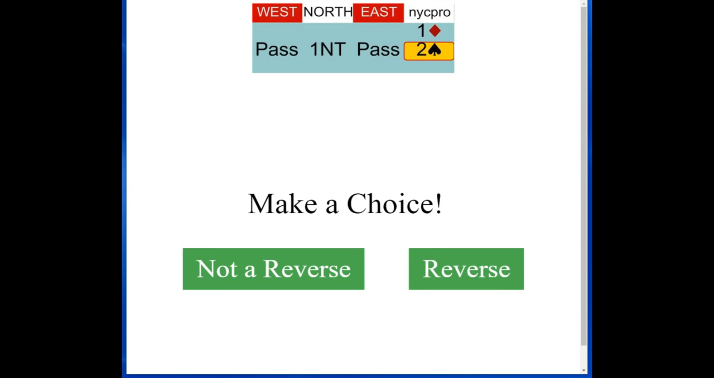Next one, one diamond. Our partner bids one no trump and we bid two spades. Reverse or not a reverse?